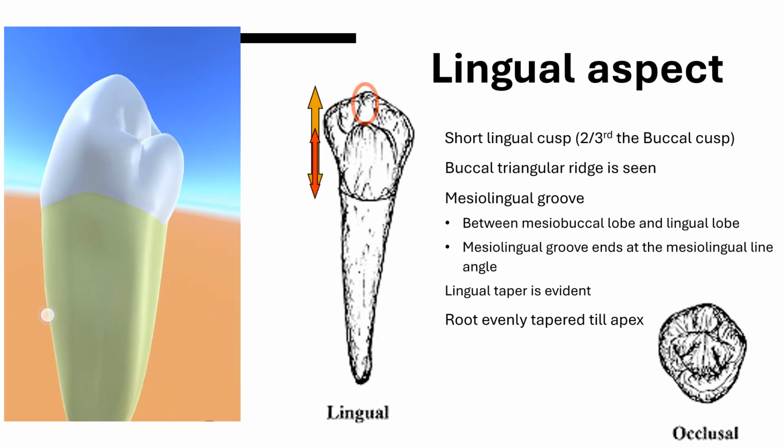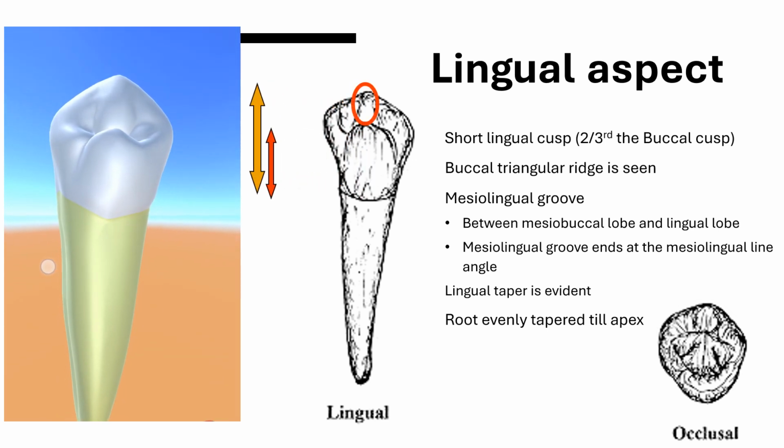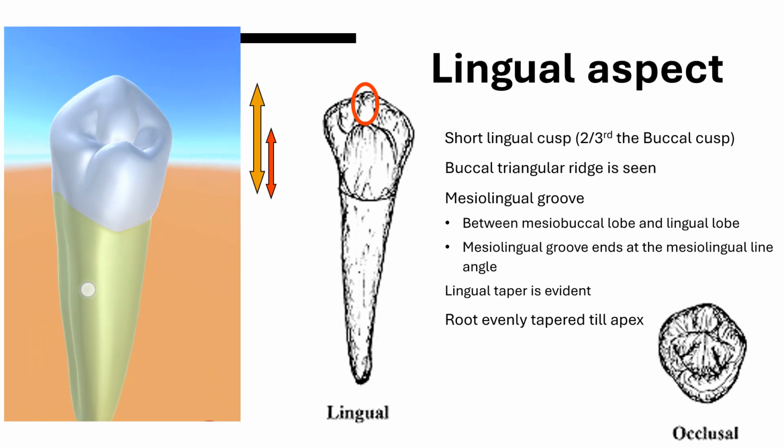Let's turn around to the lingual aspect. From the lingual aspect, you can make out the lingual cusp. This lingual cusp is typically shorter than the buccal cusp, roughly 2/3 that of the buccal cusp. You are able to see the buccal triangular ridge here. The buccal triangular ridge starts from the buccal cusp tip to the central groove, which can be noted from the lingual aspect itself.